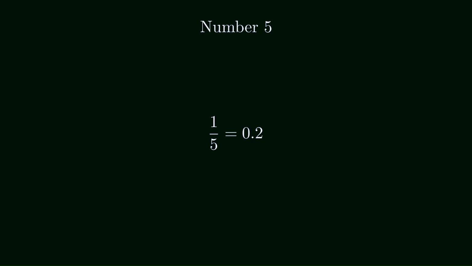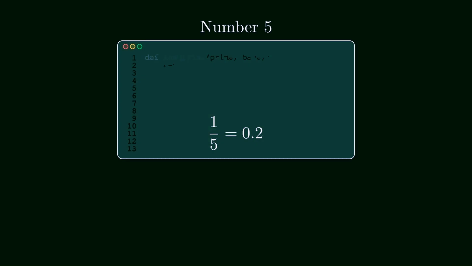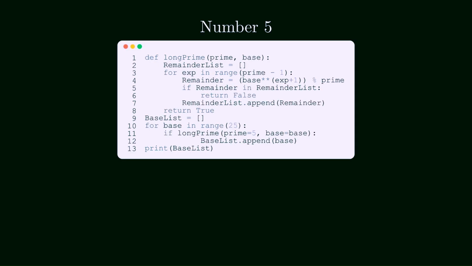To find the bases that 5 can qualify in, we can run this code, which goes through all bases from 0 to 25 and checks for matches. Running this code, we get this list of bases where 5 acts as a long prime. Now, if you were to take a closer look at the bases, you might notice something interesting. In this set of numbers, there are two patterns. One starts at 2 and goes up by 5 every time, and the other does the same, yet starts at 3. For example, 2, 7, 12, 17, 22, or 3, 8, 13, 18, 23.